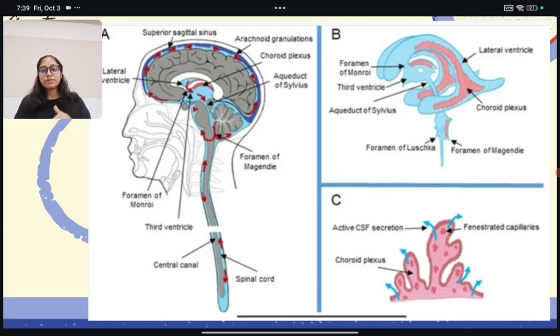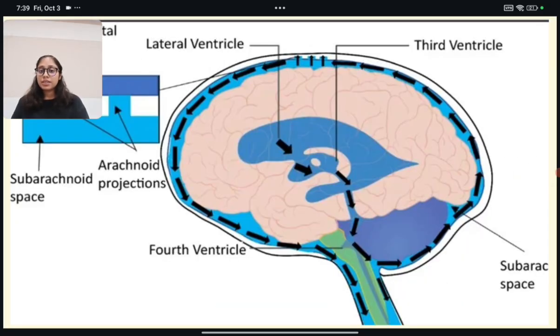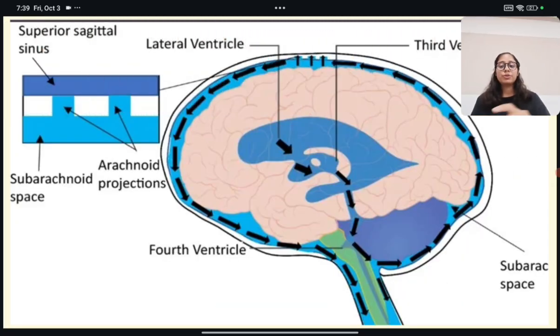Now, the CSF goes into the subarachnoid space, and it goes to all your spinal area, as you know, and then it goes to the upper part, to the arachnoid projections. You can also say arachnoid granulations. These are very small granulations where the CSF from the subarachnoid space goes into the superior sagittal sinus. Now, the brain has one whole sinus system which drains the CSF as well as the venous return of the brain.